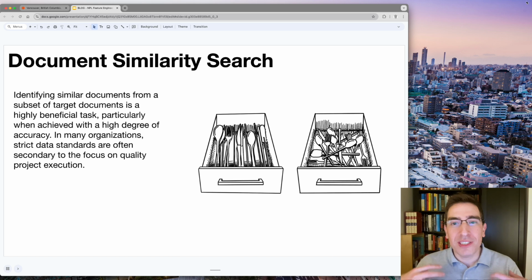Document similarity search is a very important step in being able to collect similar documents and then pass them off to a chat agent that could then be used for users.